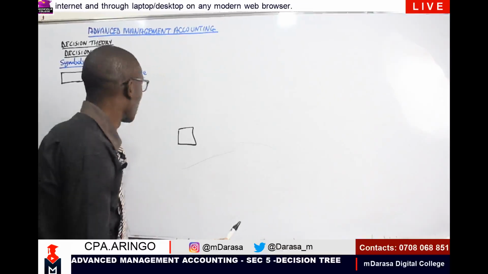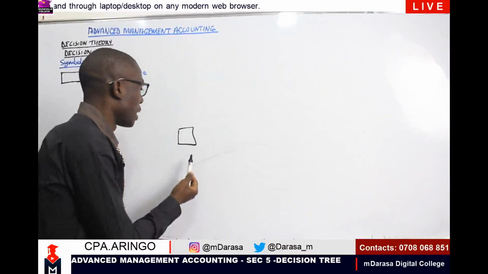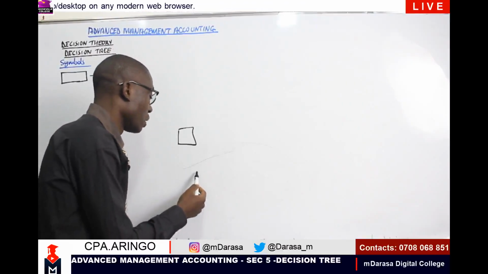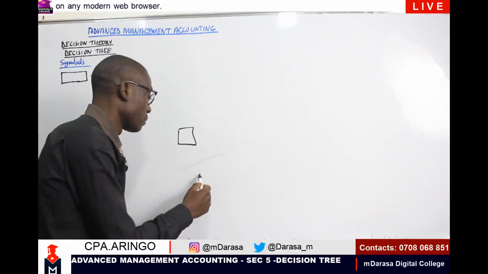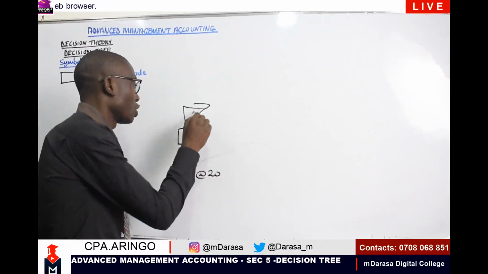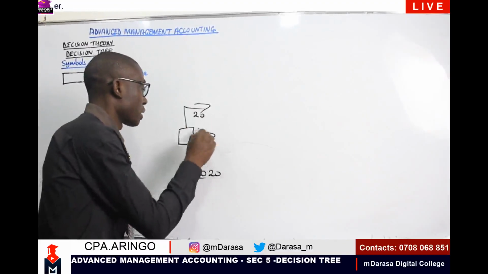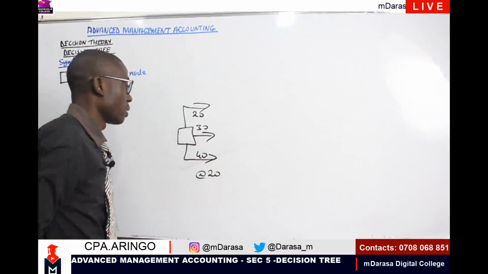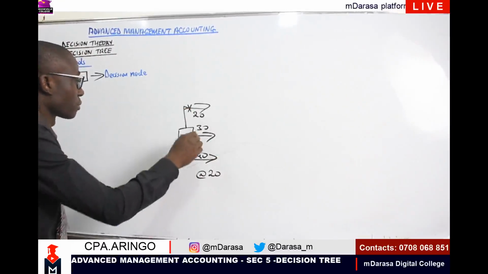We are looking at a case where I have an option of either selling our product at 20 shillings, 30 shillings, or 40 shillings. So these are the nodes.